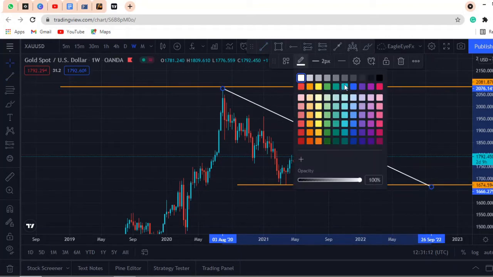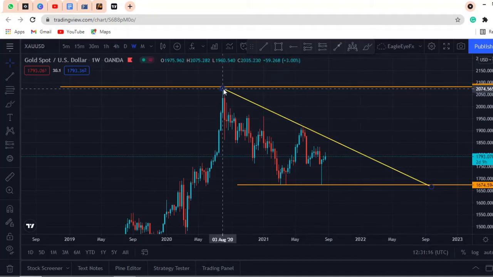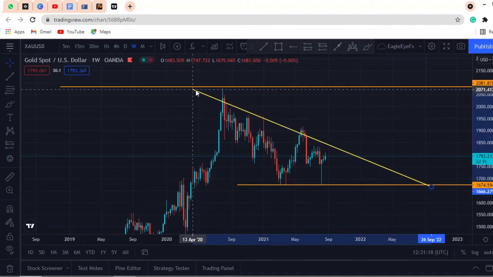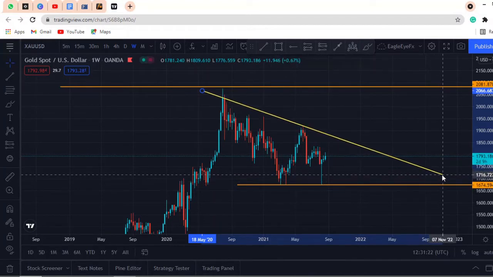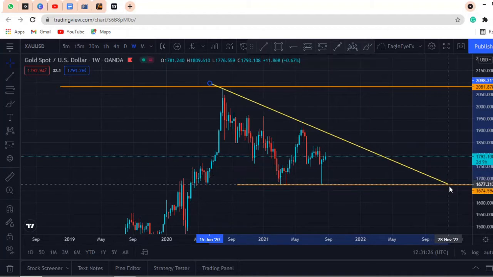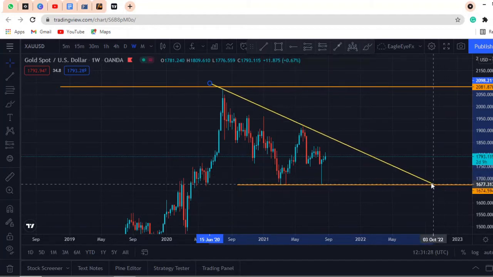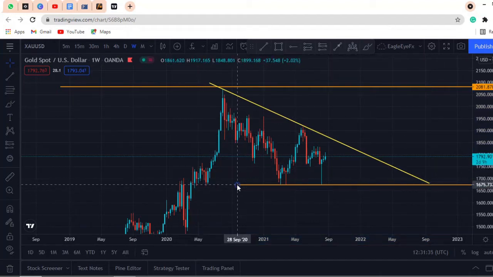Okay, change the color to yellow. All right, and yeah, maybe let's see if we can adjust this a bit and cater for the area with the most touches here. I think let's stick to that. Okay, we see that this market pushed. You can adjust this.